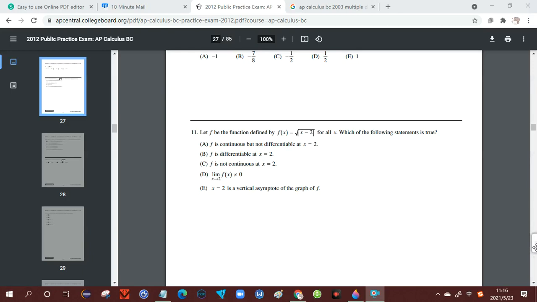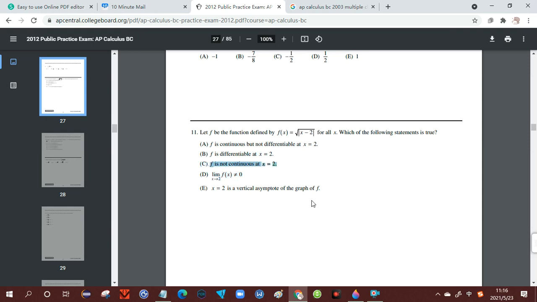Let's now work on problems 11 to 20. Problem 11: let f be a function defined by this. Which of the following is true? We know that this function is definitely continuous. Therefore, for it to be continuous, we can eliminate D and C.